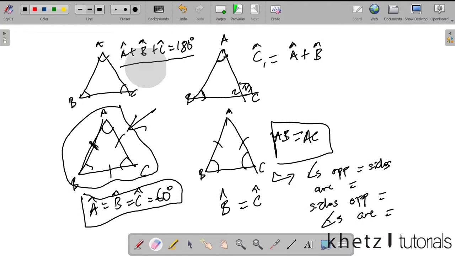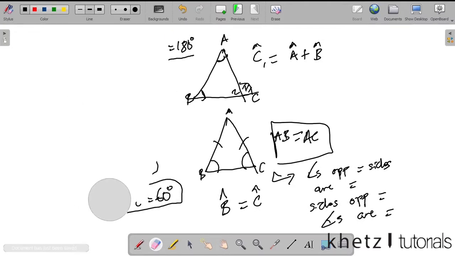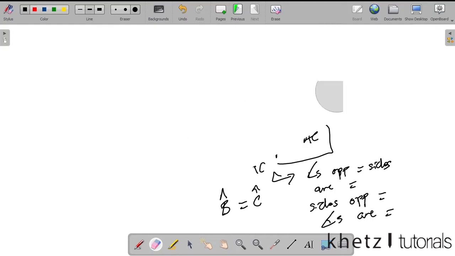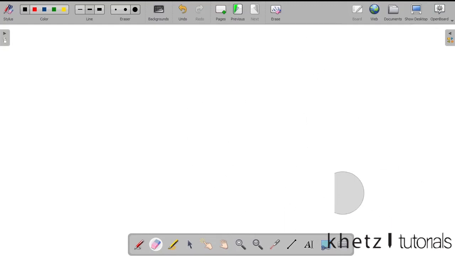So these are just the basic things which I expect you to know by now from previous grades. Let me just erase all of this, and I'm going to proceed to talk about today's topic, which is specifically similarity. And let's write that. So we're going to talk about similarity.